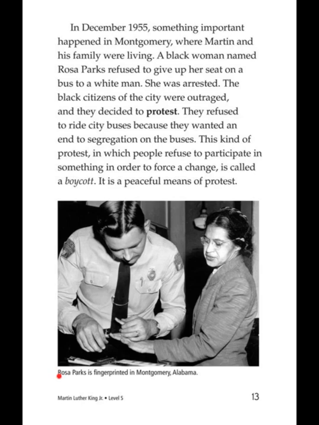Pay attention, this picture shows Rosa Parks being fingerprinted in Montgomery, Alabama. So she was sitting on a bus, and a man told her to stand up because it was a white person's place. So Rosa said that she wanted to stay there, so she went to jail just for that. So they started a boycott. All the black people in Alabama decided that they wouldn't ride any bus anymore, so that the bus company wouldn't make money from that.